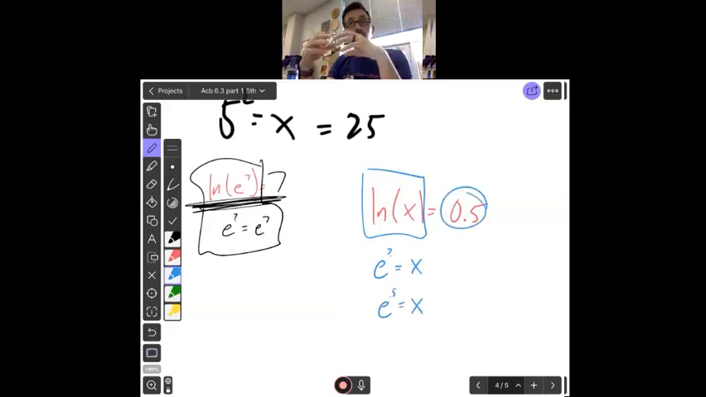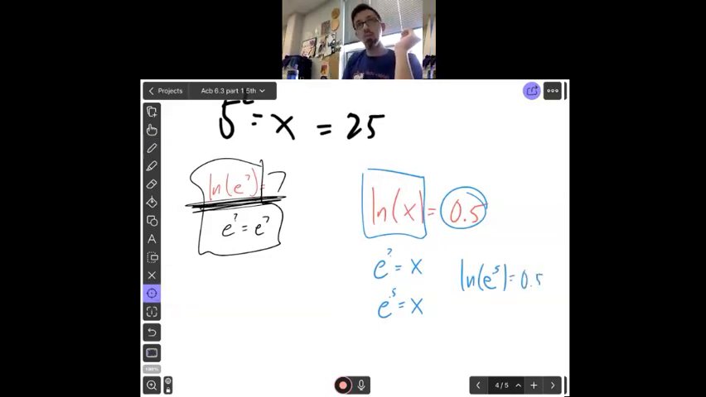Now that I know the question, then I say, oh, e to the 0.5 is x. Depending on what they want from me, if they want the exact answer, there it is. e to the 0.5 is x. So the natural log of e to the 0.5 equals 0.5, which shouldn't be surprising from what we just talked about. The natural log of e to the 7th was 7. The natural log of e to the 0.5 should be 0.5.